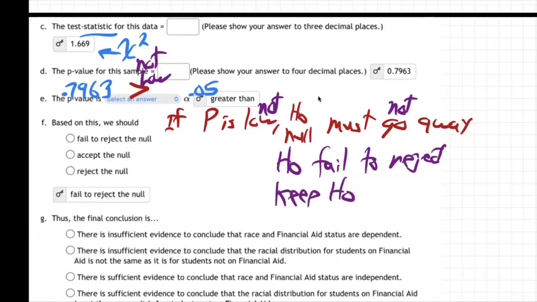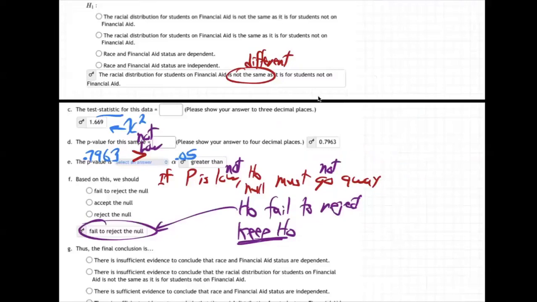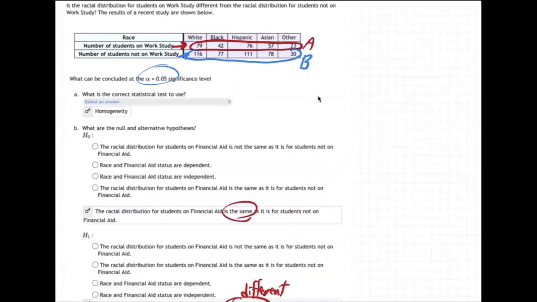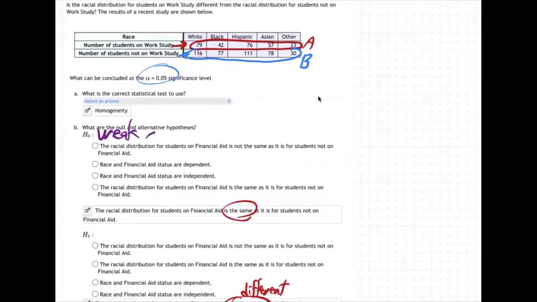So we're going to choose right here. So that's why fail to reject. Keep H0. Now, what does that mean? We'll go back up to H0. Oh, by the way, remember, H0 is always weak evidence. Every hypothesis test, H0 is always weak evidence. H1 is always strong evidence.